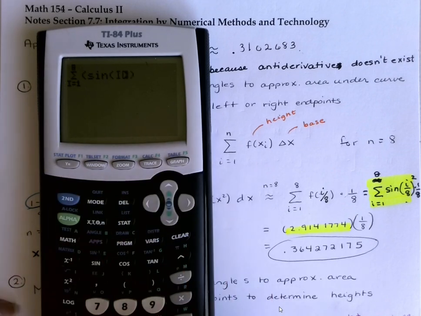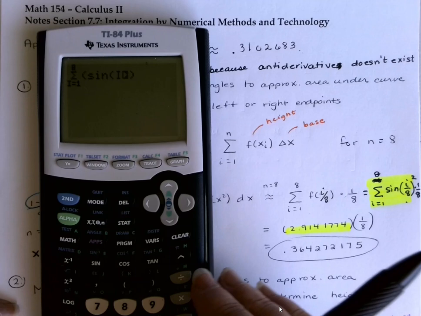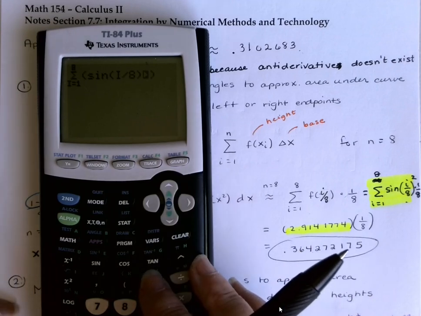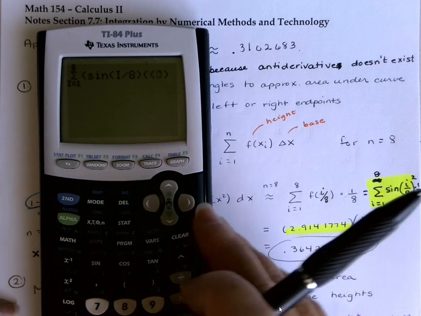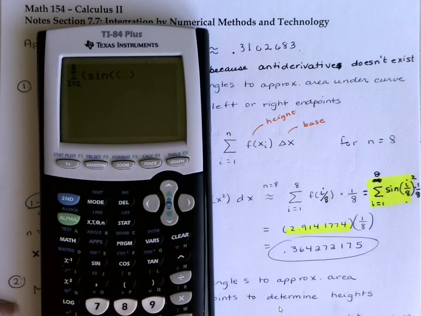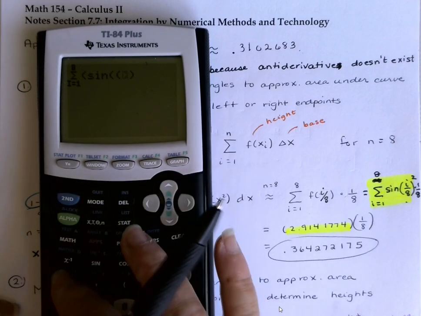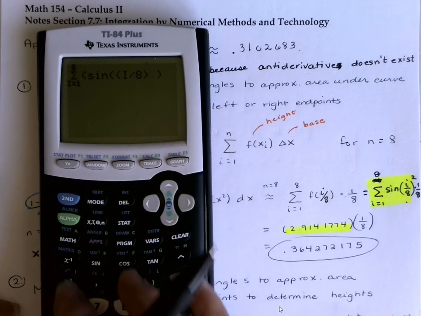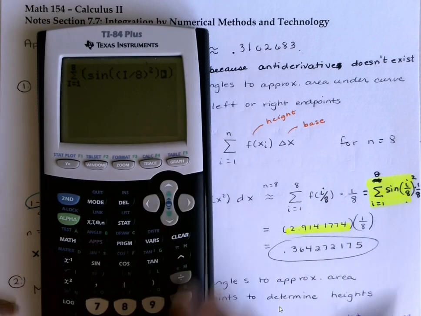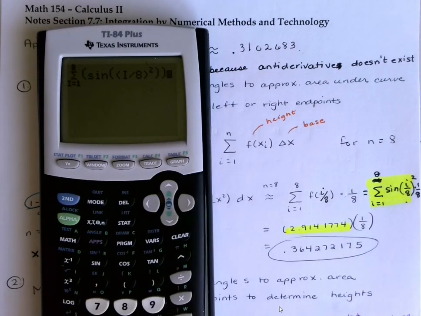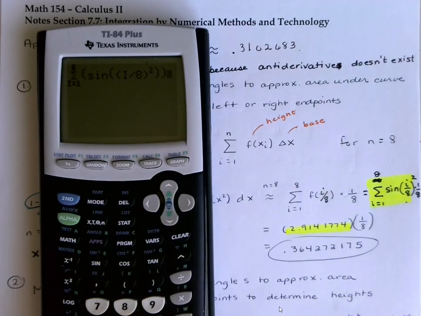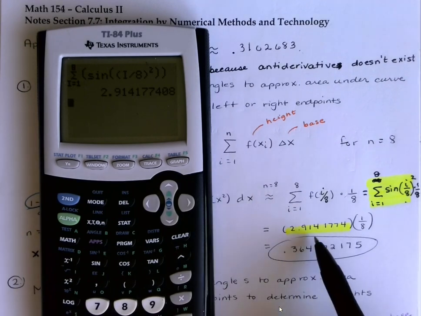And then I'm going to type in my function, sine of (i over 8) squared. Sine of alpha I over 8. I should have put parentheses around my I over 8 so I can square it. Sine of, open parentheses, alpha I over 8, close parentheses, squared. And then I can end the sine, and then end the sum. There we go, I'm good to go. And there's that 2.914, etc.